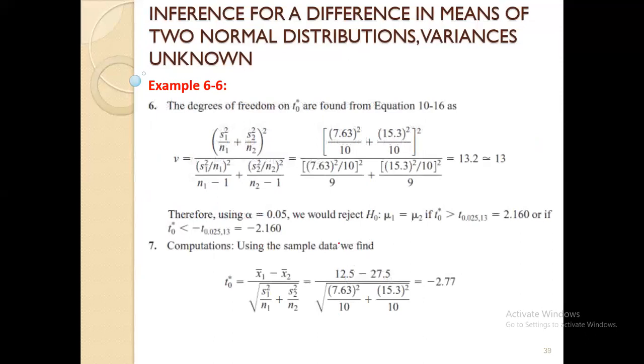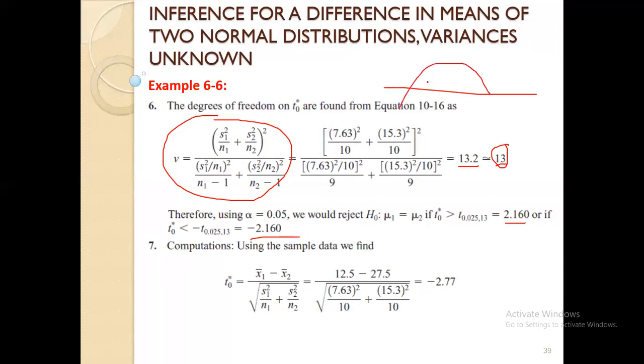Okay, for this case, we calculate degree of freedom. From this formula, you get about 13.2, reduce to 13. And then you find the critical region from this degree of freedom. Not n1 plus n2 minus 1, no, for this case we use this formula for degree of freedom. And then you do this. The critical region is between minus 2.16 and 2.16.